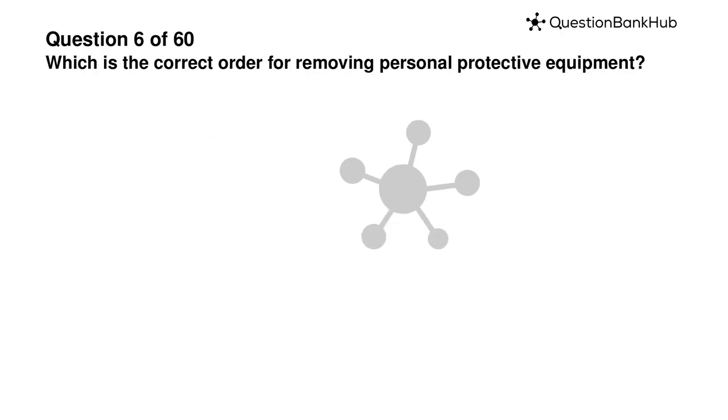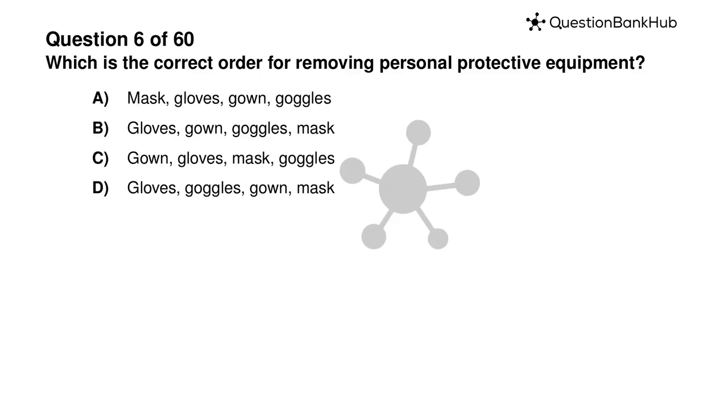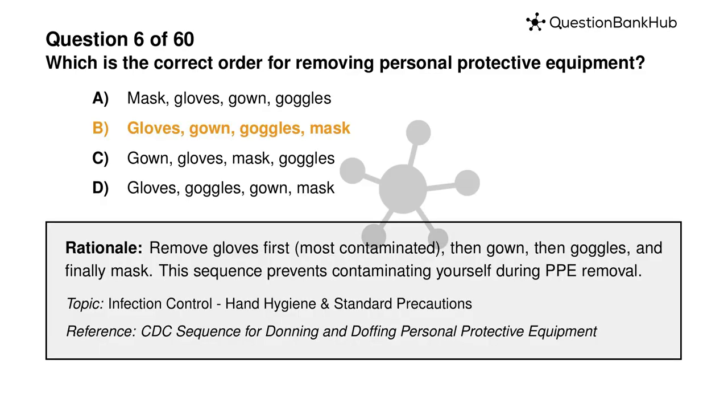Question 6. Which is the correct order for removing personal protective equipment? A. Mask, gloves, gown, goggles. B. Gloves, gown, goggles, mask. C. Gown, gloves, mask, goggles. D. Gloves, goggles, gown, mask. The correct answer is B. Gloves, gown, goggles, mask. Remove gloves first, most contaminated, then gown, then goggles, and finally mask. This sequence prevents contaminating yourself during PPE removal.